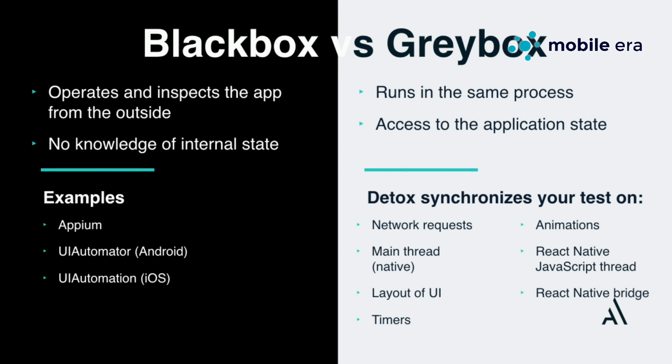Well, let's contrast it with Blackbox testing, which is sort of more the traditional way of testing end-to-end. Blackbox testing operates and inspects the app from the outside. It has no knowledge of the internal state of the application. A typical example, in this setting at least, would be Appium, which has been the go-to tool for testing mobile native applications. Appium under the hood uses UI Automator and UI Automation, and the only information that these two actually have is predominantly just your view hierarchy. So whatever the state of your view hierarchy is, that is all it knows.